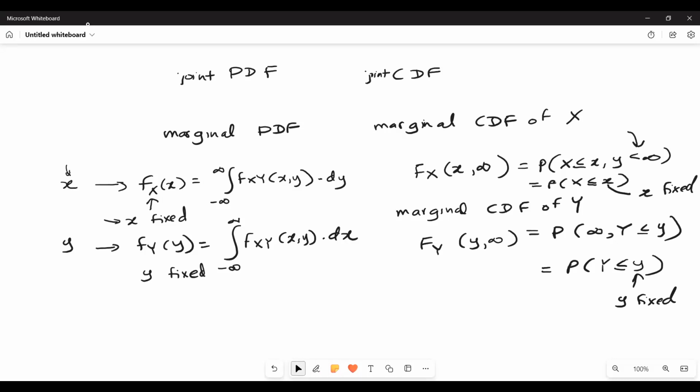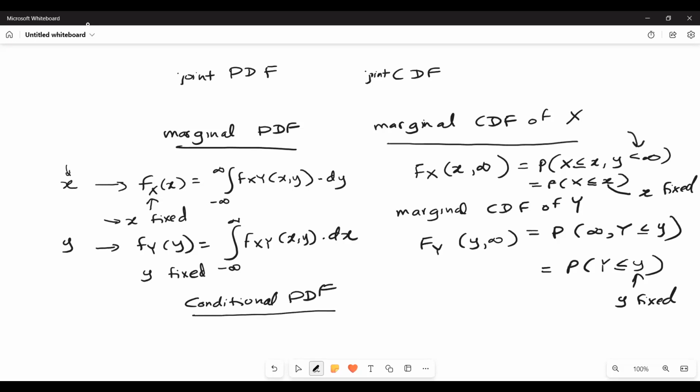So these are the mathematical definitions, and then we will use these things in some examples and we will try to understand how it works. So I'm just giving the mathematical explanations first because I think without defining them, I cannot use them. Then I need to also define the conditional PDF and the conditional CDF. So I will first consider the conditional PDF.